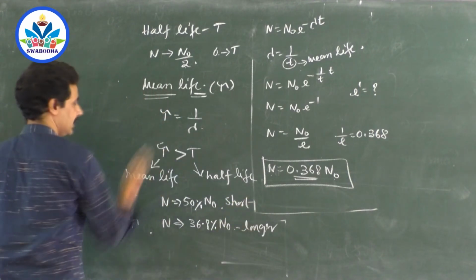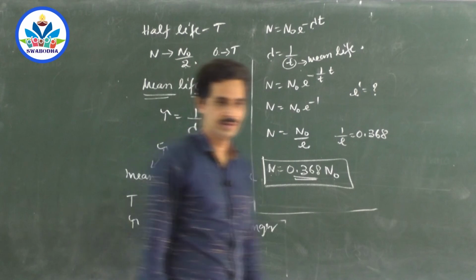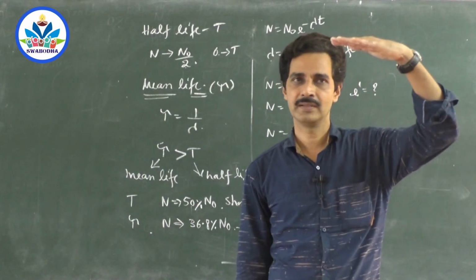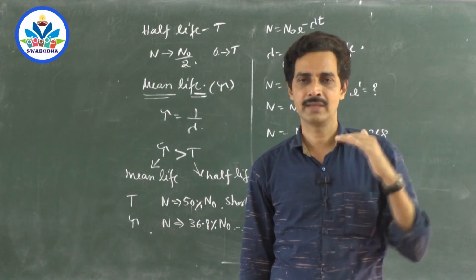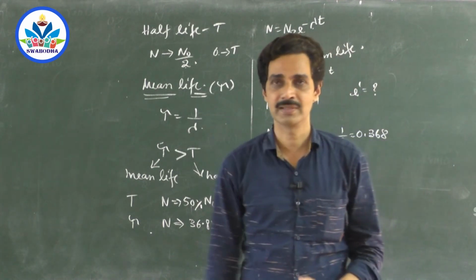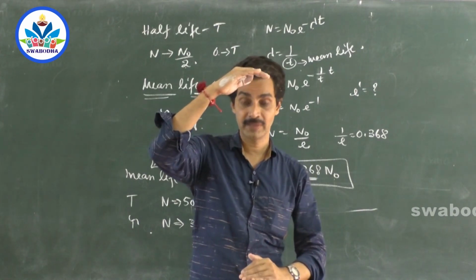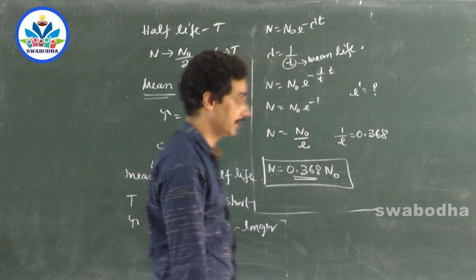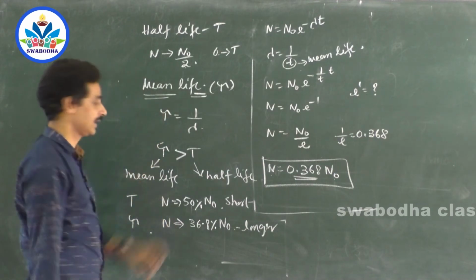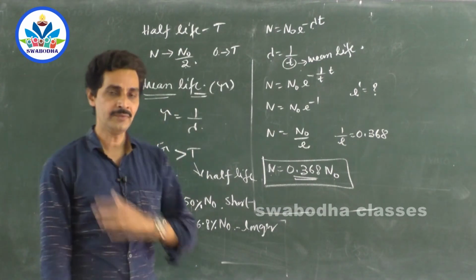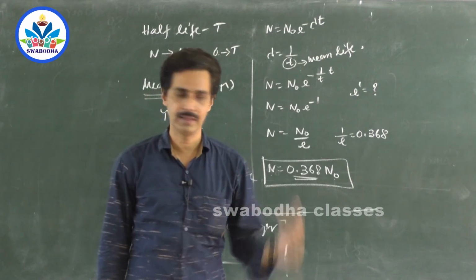So mean life is greater than half-life, because if you start the decay of a sample from 100%, 100, 80, 70 like this, you will get first 50%. That means half-life is over. Then it should decrease to 36.8%. That is mean life. That takes longer time. So mean life is greater than half-life. And remember, every term is related.